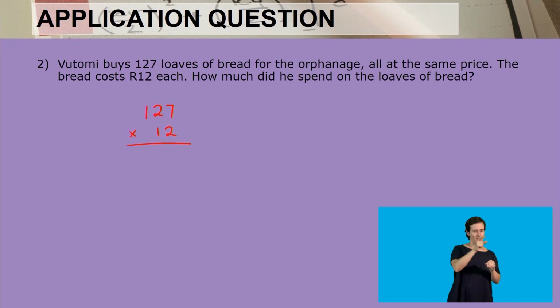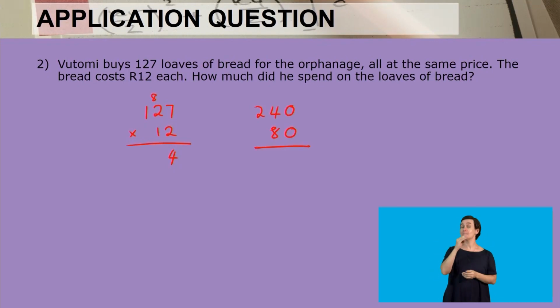So we have 7 ones multiplied by 12. That gives us 84. And then we have 2 tens multiplied by 12. So that is 20 multiplied by 12, and that gives us 240. But remember, from that 240, we need to add that 80. So what will that give us? That is going to give us 320. So where do I write the numbers? I have the 2 in the tens column, and then I have the 300 in the hundreds column.